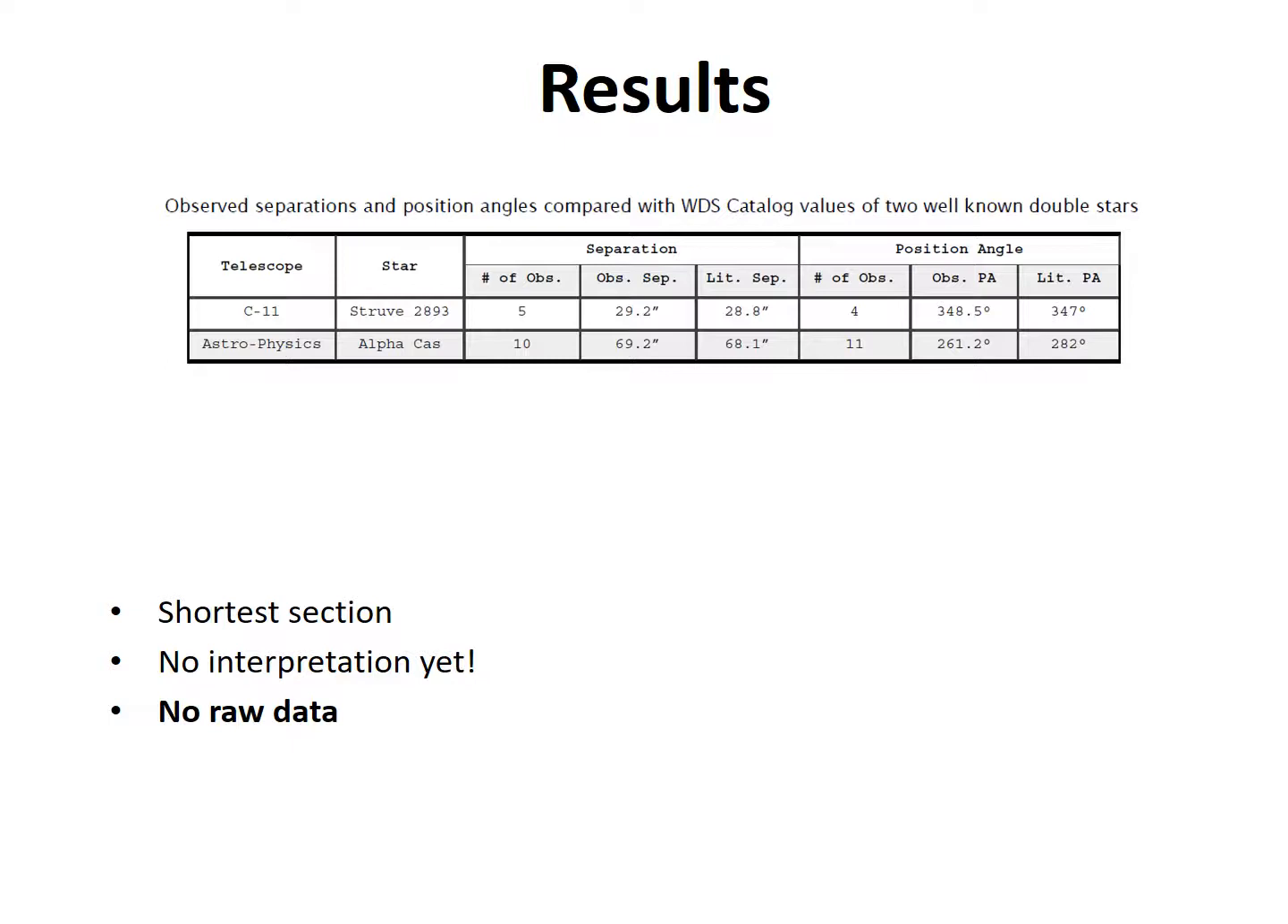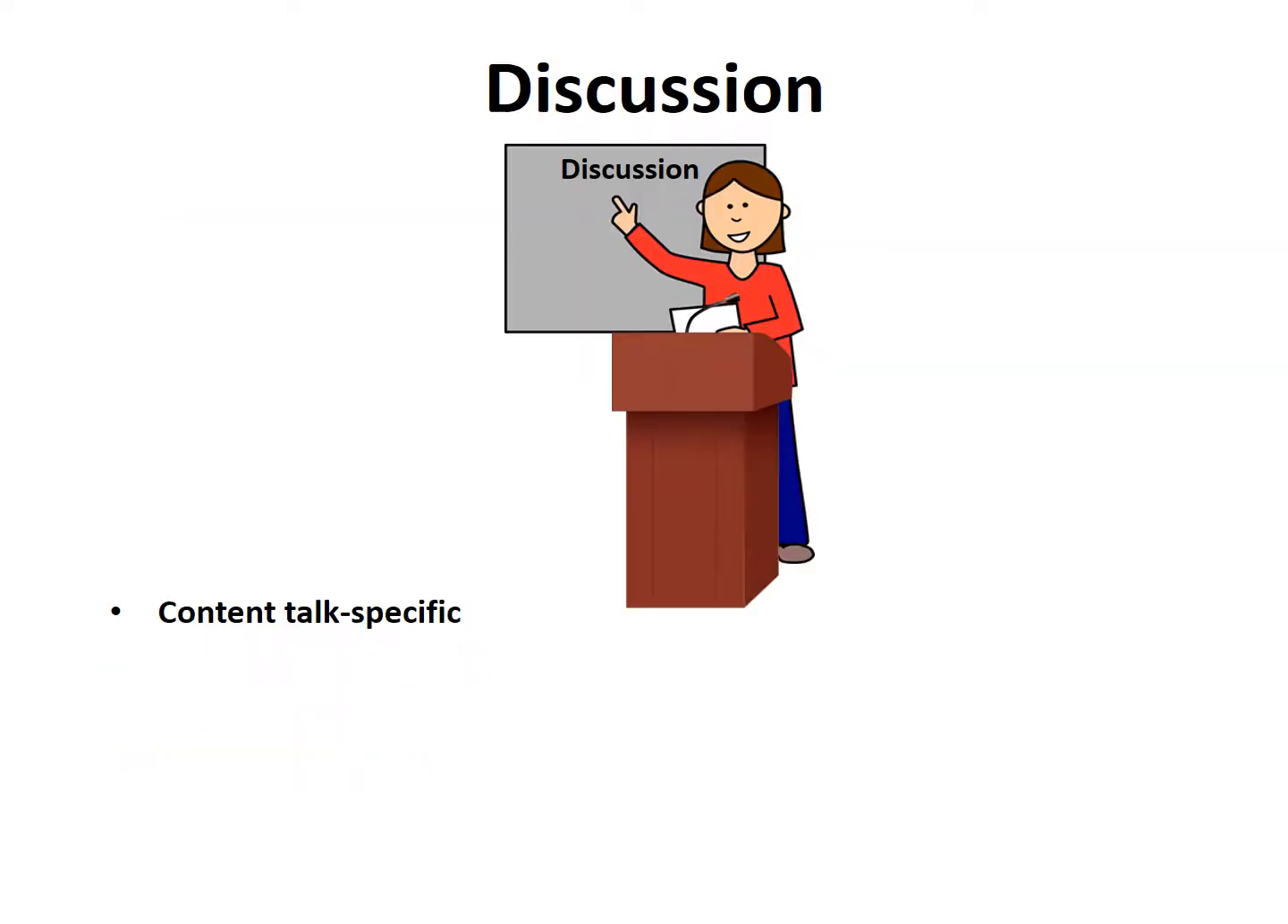Of course, raw data should not be included. The results typically include tables, images, or light curves. As with the paper, the content of the discussion section of the talk depends entirely on the research question at hand. The discussion section focuses on answering the research question.